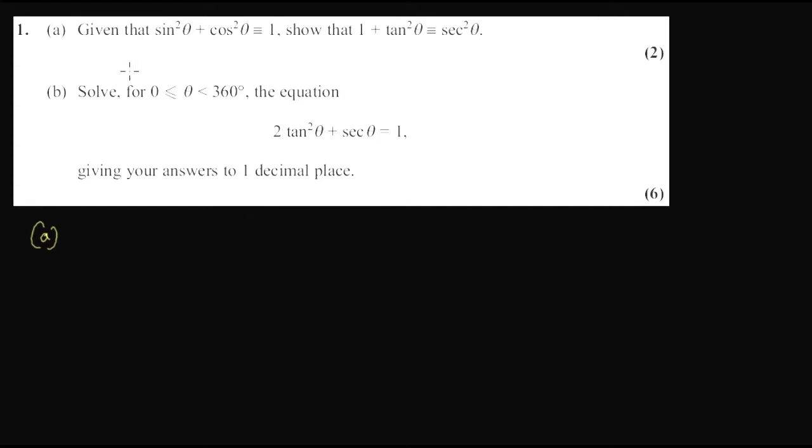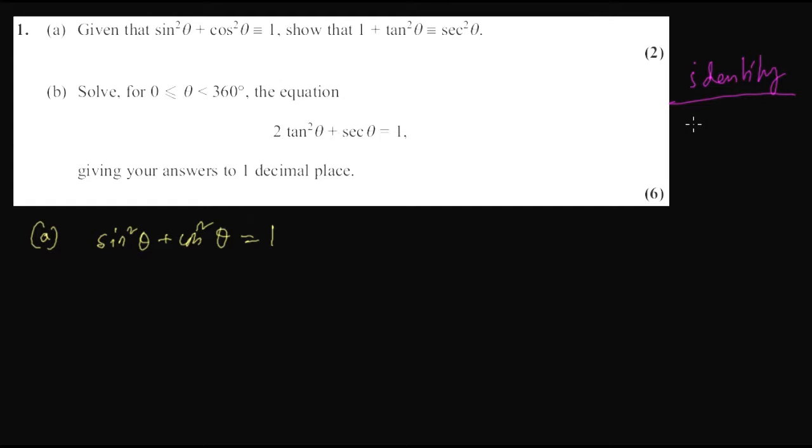So A, given that sine squared theta plus cos squared theta is identical to 1, using this we have to express this identity: 1 plus tan squared theta is identical to sec squared theta. For doing this sum, we need two pieces of information.